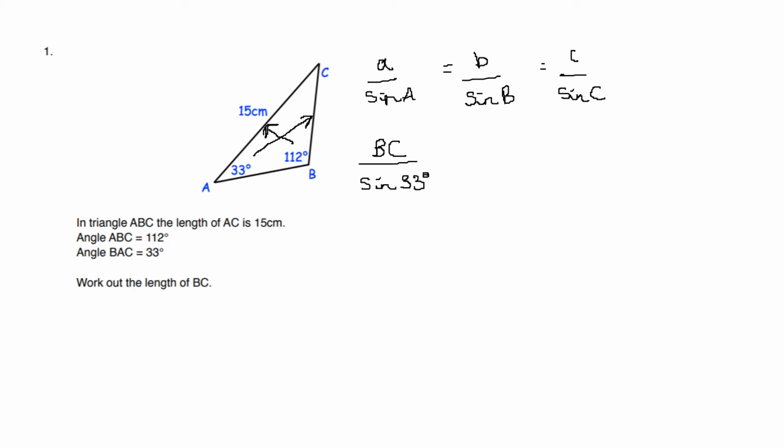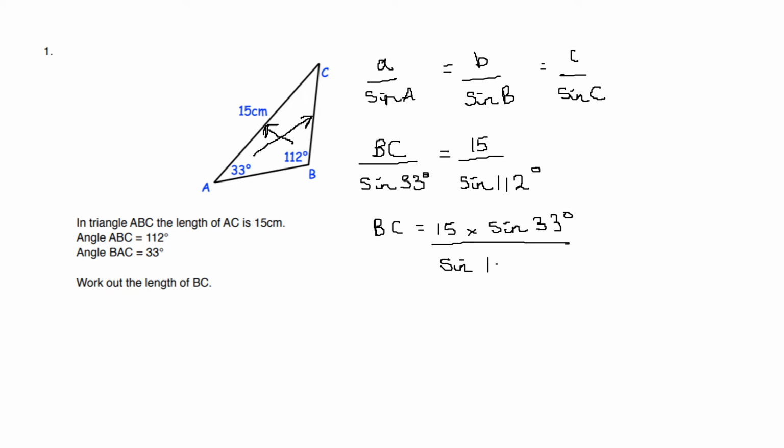So I've got BC over sine 33 degrees is equal to, my side length is 15, over sine 112 degrees. Now I'm going to multiply both sides by sine 33 degrees, and that will give me BC equals 15 times sine 33 degrees all over sine 112 degrees.